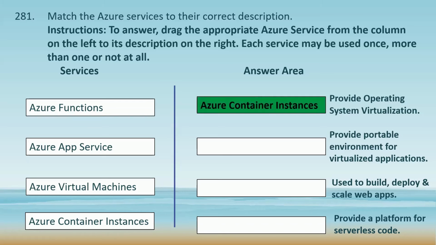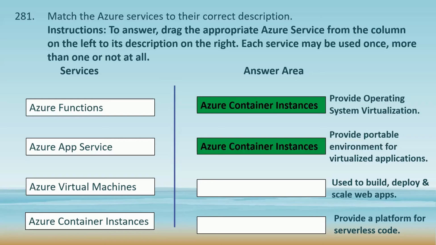And friends, the first answer here is Azure Container Instances, which provide operating system virtualization. Do not get confused by Azure virtual machines in this case, as virtual machines provide hardware virtualization and not OS virtualization. And the next description corresponds to, again, Azure Container Instances because they provide a portable environment for virtualized applications. They offer a lightweight and portable way to run Docker containers in the cloud, making it easier to deploy and manage containerized applications without the need to manage virtual machines or container orchestration services like Kubernetes.